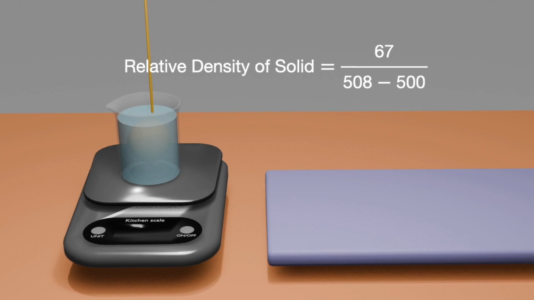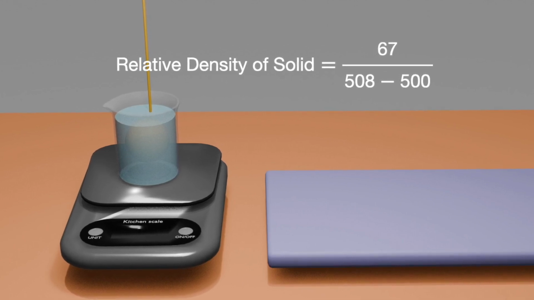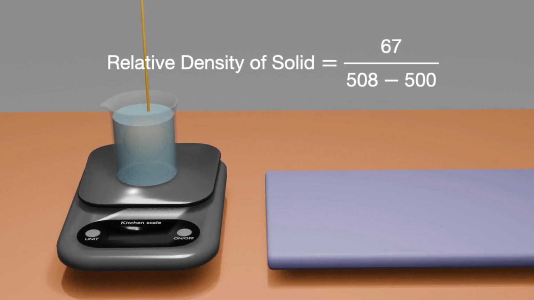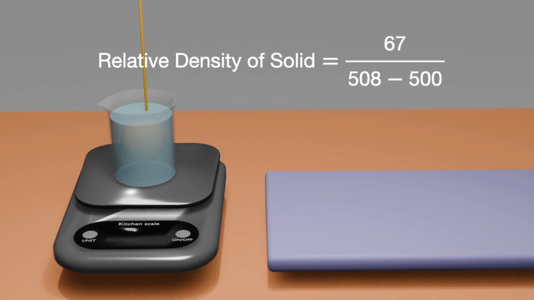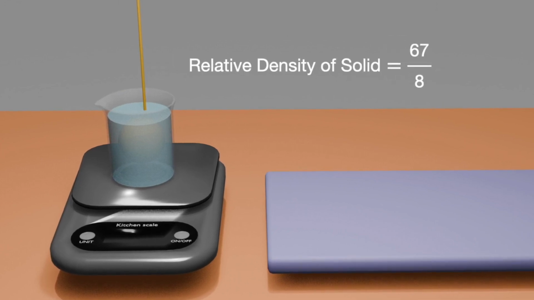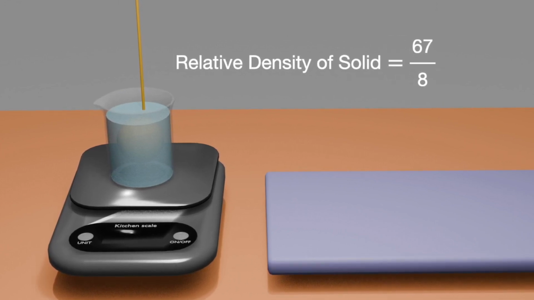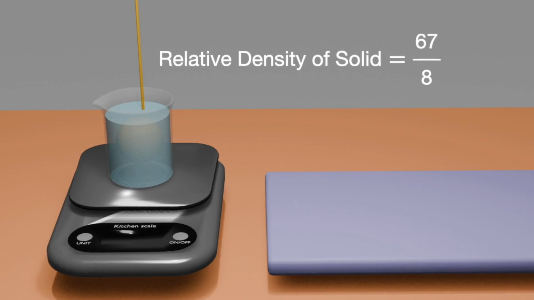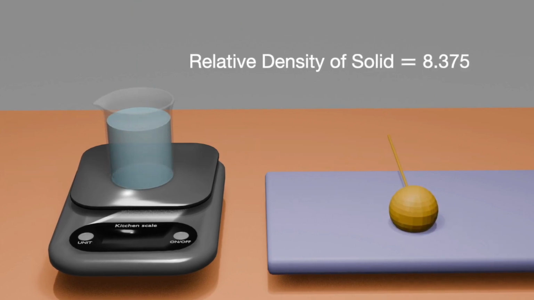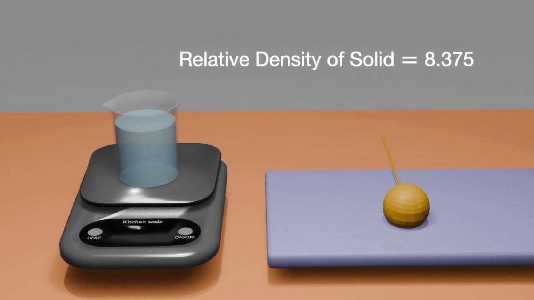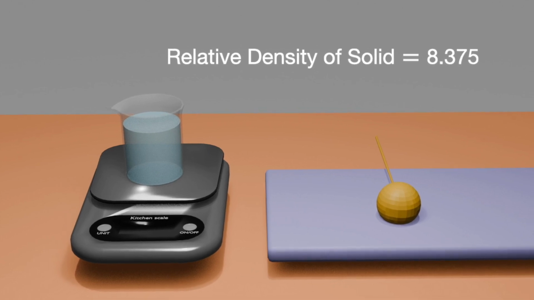Let's substitute the values. 67 divided by 508 minus 500. Relative density of the solid would be equal to 67 divided by 8, which would be equal to 8.375. The relative density of this solid is 8.375.